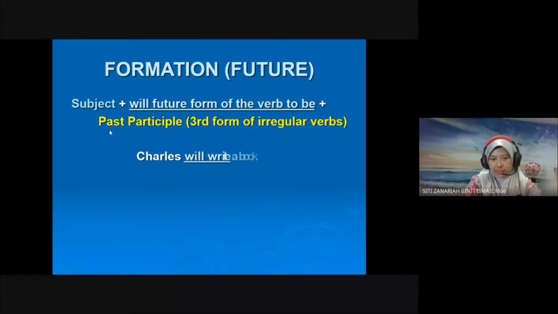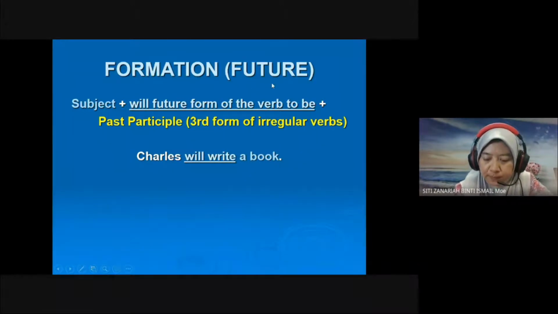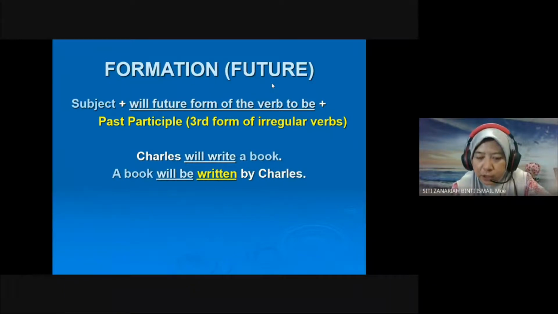Okay, I use the same idea as the previous sentence. Charles will write a book. This is written in the active voice. Charles will write a book. The difference is using will because we are discussing the use of future. A book will be written by Charles.